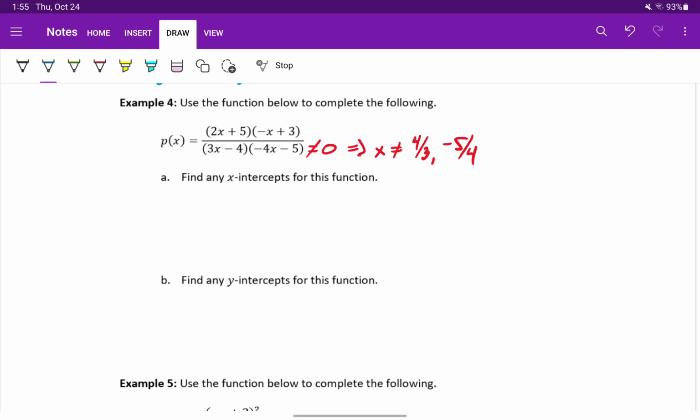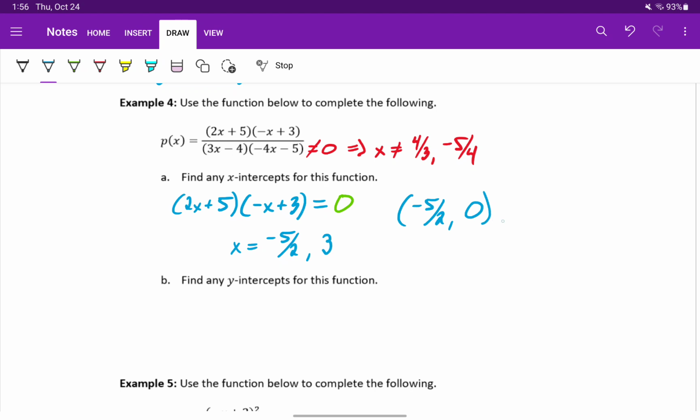To find the x-intercepts, we set our opposite variable equal to 0, meaning we set our function equal to 0. All we need to worry about is where the numerator is equal to 0, because 0 divided by anything would be 0, except for 0 divided by 0. So we'll take just the numerator and set that equal to 0. Setting our two factors equal to 0 gives us two solutions, x equals -5/2 and 3. Neither of those values conflict with our restricted values, meaning we have two x-intercepts, one at (-5/2, 0) and one at (3, 0).